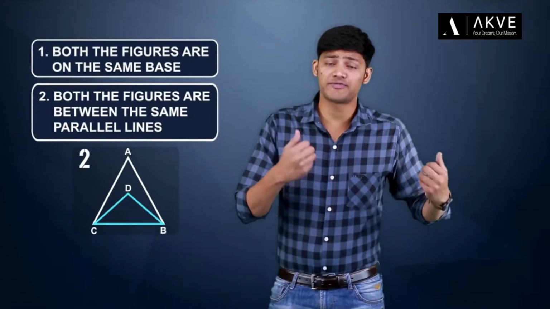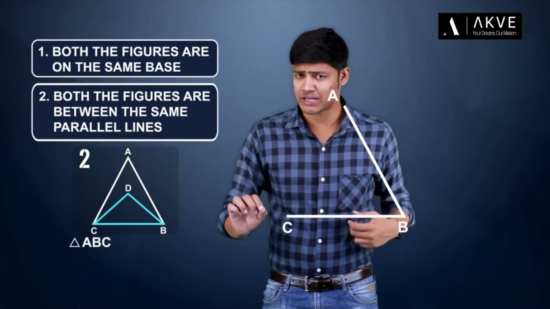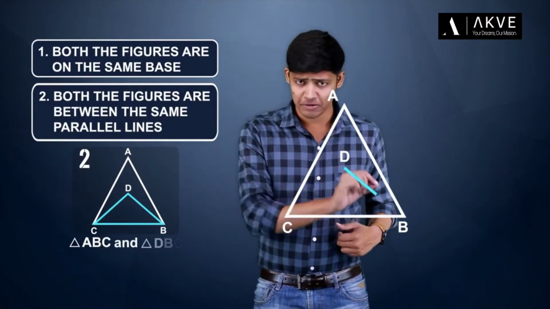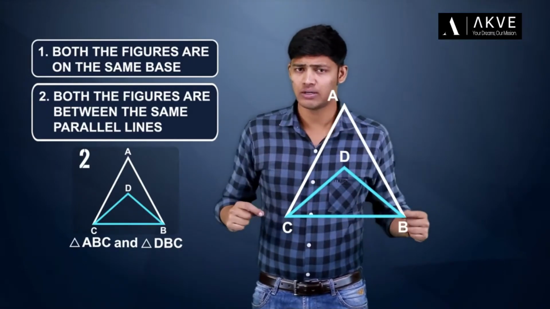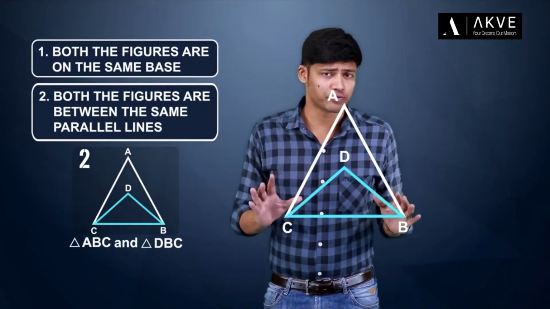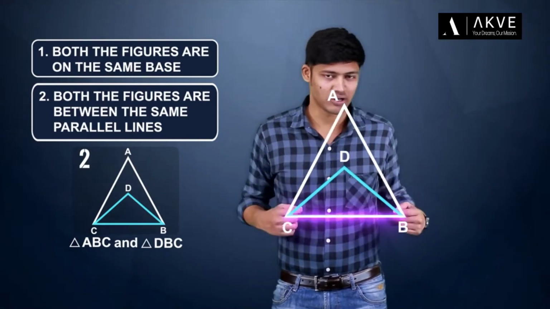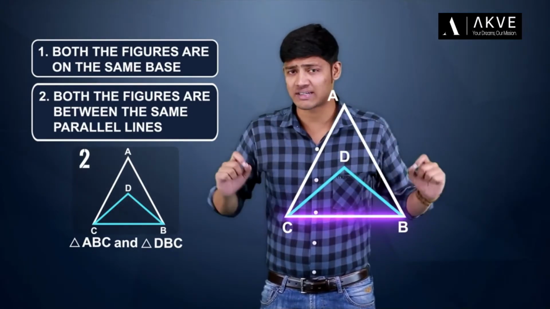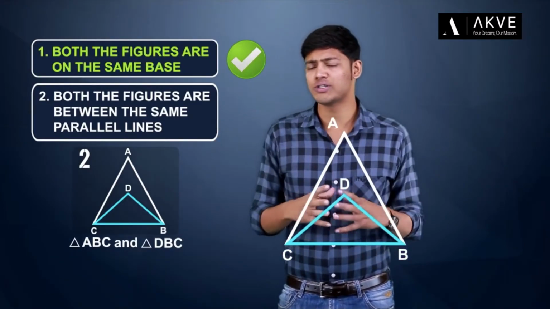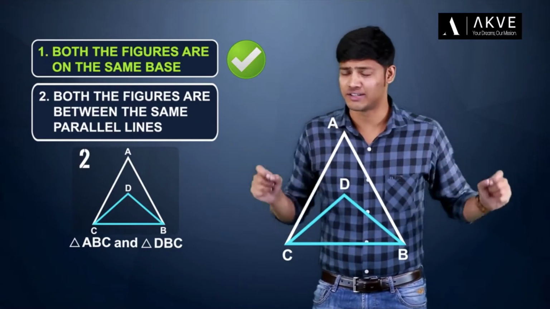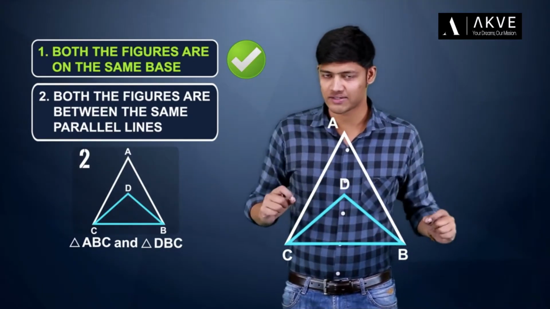Now, for the next figure, we have two triangles ABC and DBC. Again, the first observation, that is, both of these two figures must be on the same base, is clearly visible. The common base of both these triangles is BC. Now, what about the second observation? We can clearly see that both of them can't be between two parallel lines.